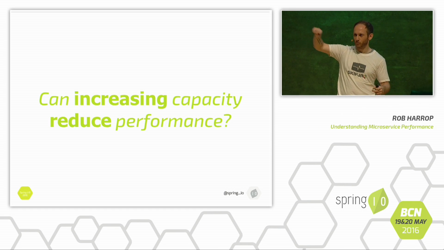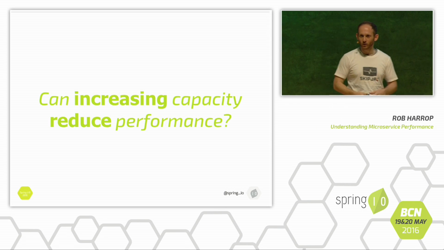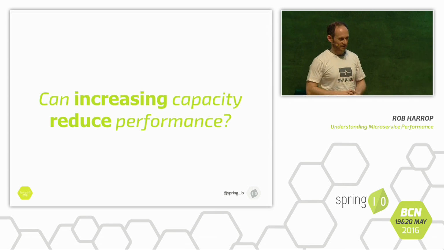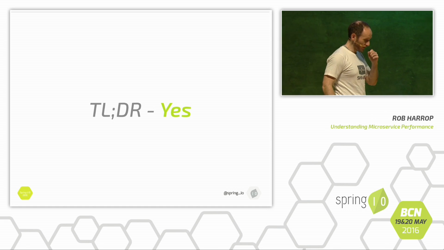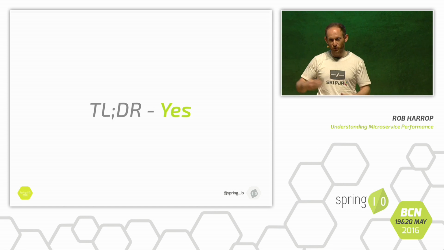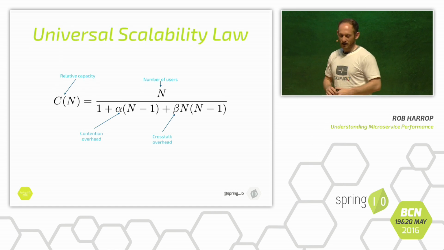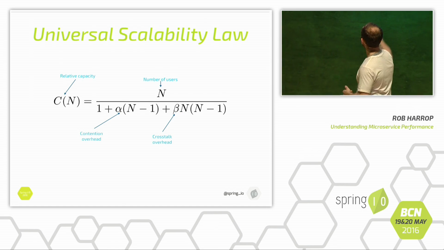You add more servers, there's more points of contention. And it's trying to figure out where things go wrong. When should I expect to see things get worse? So the answer is yes. Things will get worse as you add more load, or as you add more users, or as you add more servers. And you can predict this. You can monitor this.